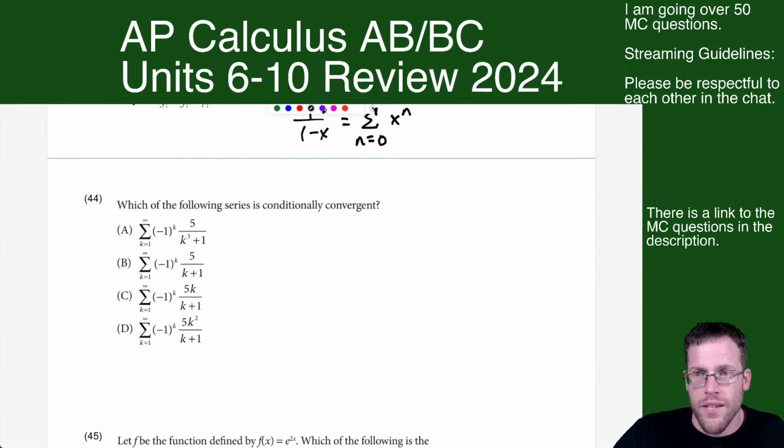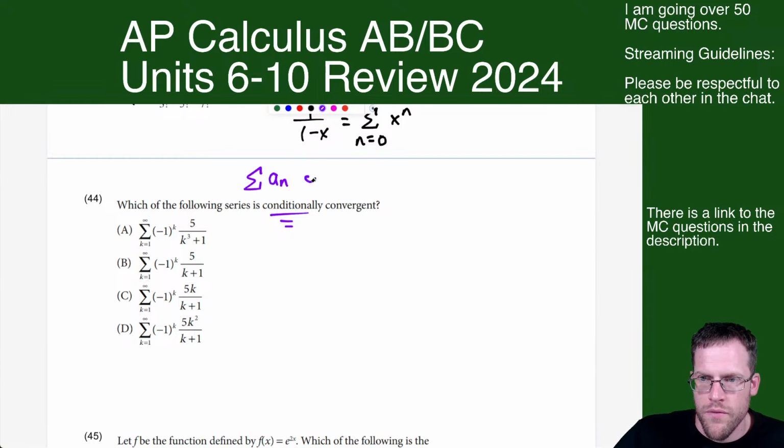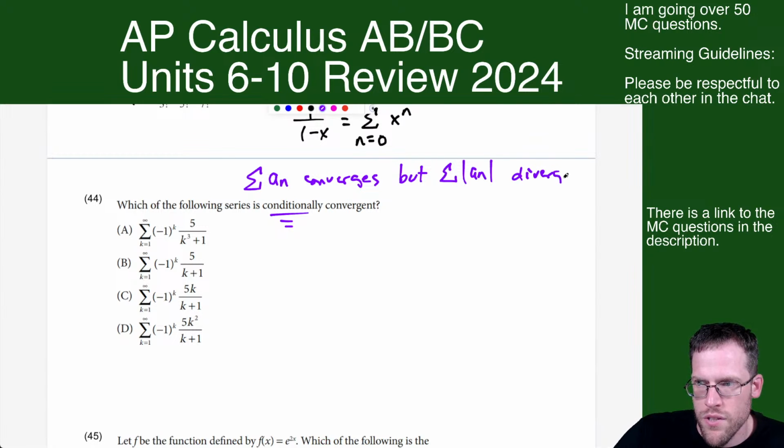Which of the following series is conditionally convergent? Conditionally convergent is when, if I have a series like sigma of a sub n, this converges, but sigma of the absolute value of a sub n diverges. So if sigma a sub n converges, but sigma absolute value of a sub n diverges, then sigma a sub n is conditionally convergent.